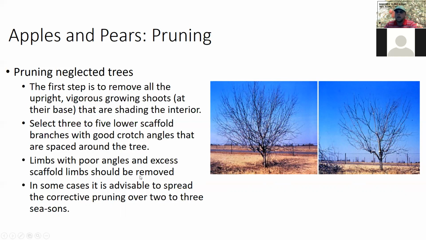And then over time, considering how overgrown it is, you might have to spread that out over 2 or 3 seasons. Ideally, you can get it done mostly in one dormant season. However, if it's really, really bad, you might need two years' worth of dormant pruning.